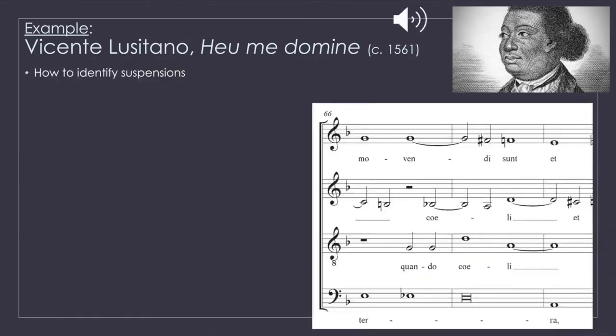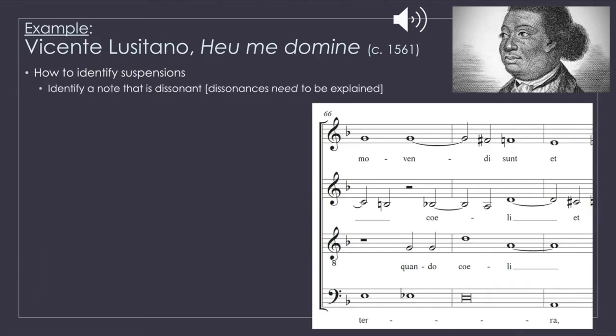So let's think about how to identify suspensions. If you were looking at this piece of music, how would you find them? We're going to hear just, this is the first 2 bars of what we were hearing before. We get to listen again. So there's 2 suspensions in there.